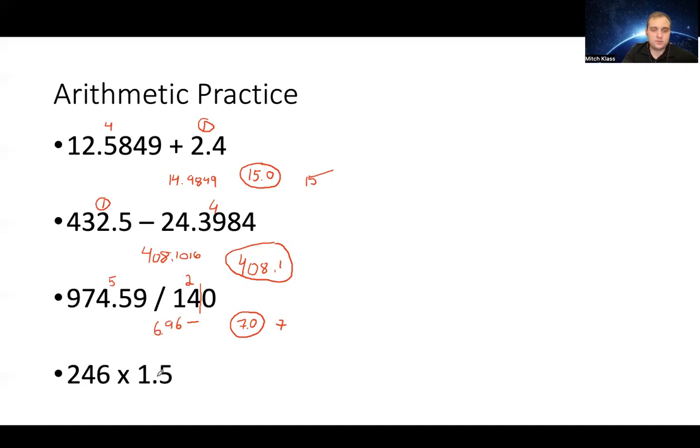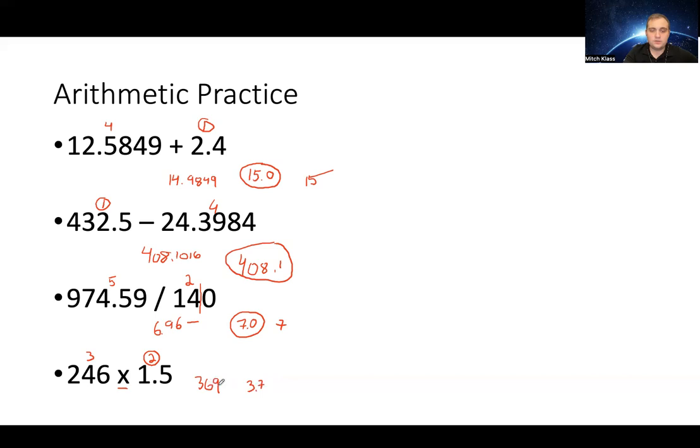Okay, let's try 246 times 1.5. Because we're multiplying, we're going to use the significant figure rule. 1.5 has 2 significant digits because these are both non-zeros. 246 has 3 because all of those are non-zeros. Therefore, 246 times 1.5, I get the number 369. This is 3 significant digits. The least amount in our problem is 2. So we need to round this to 2 significant figures. So we need to use scientific notation here.